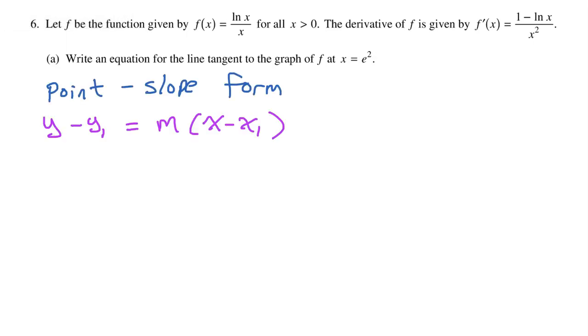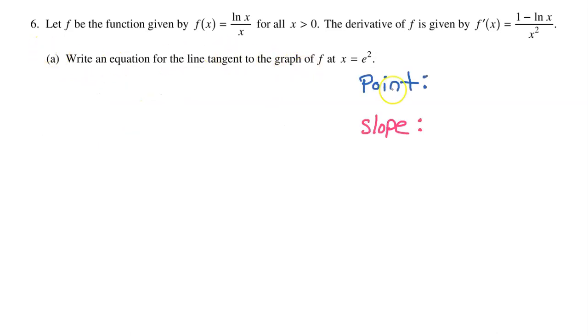Whenever they ask me to write an equation of a tangent line, I like to use point-slope form, which looks like this. y minus y1 is equal to the slope times x minus x1. This reminds me that I need two things, a point and the slope. Let's start with the point. They told us to find the equation of the tangent line at x equals e squared. So we know that the x value is e squared. We just need to find the y value that goes with it.